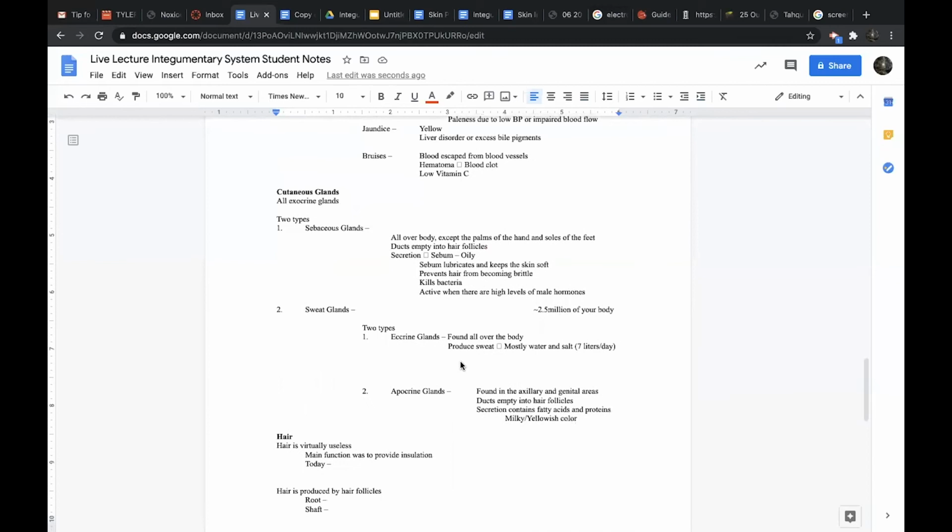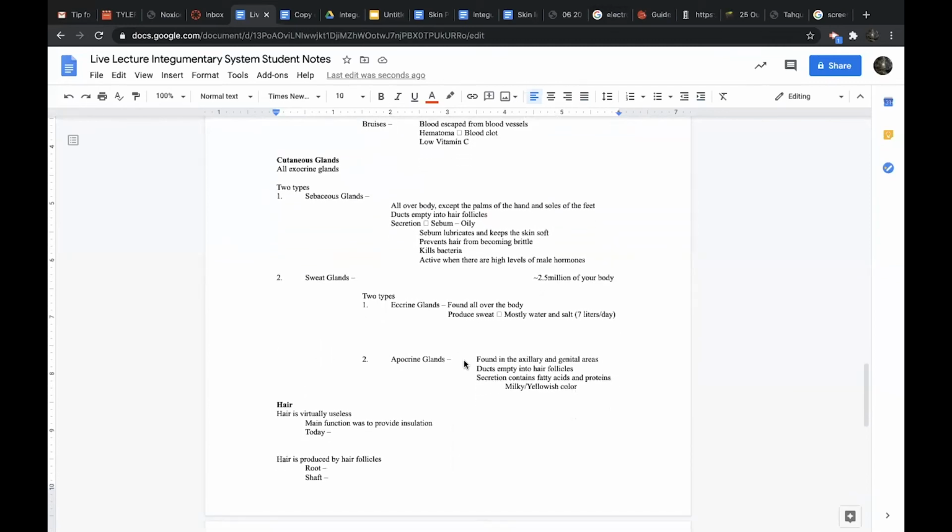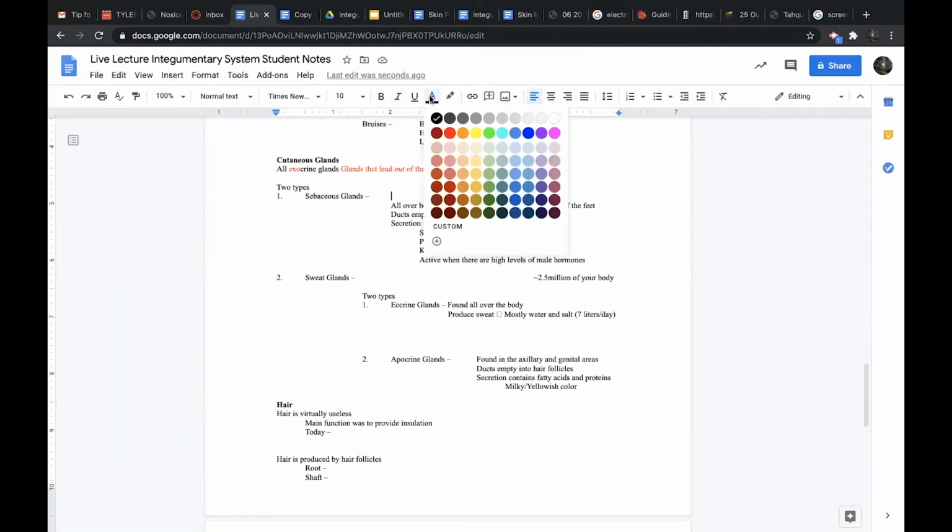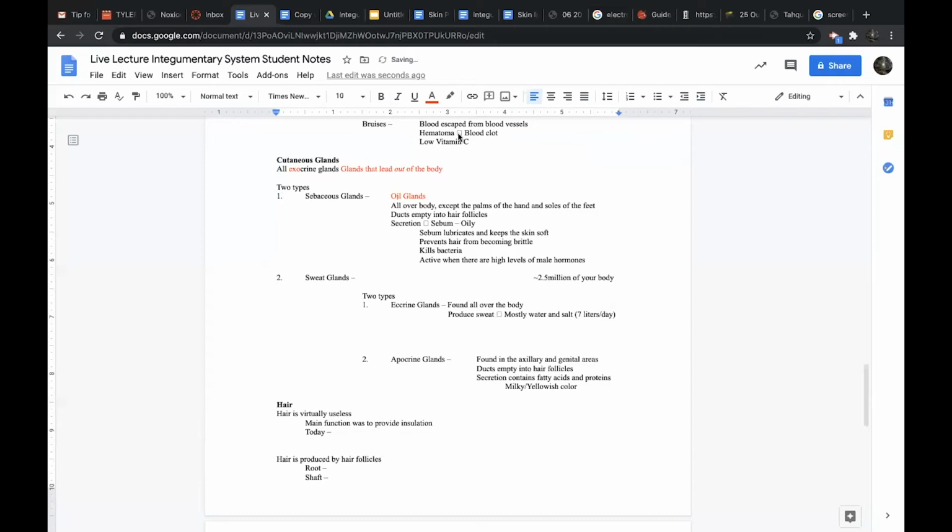Okay, cutaneous glands. These are all exocrine, so these are glands that lead out. There's two types. We have subcutaneous glands, and those would be things like oil glands. They're all over. We have them absolutely everywhere except for the palms of the hands and the soles of the feet. You don't have oil glands there. You do have sweat glands, which your hands can get sweaty, which I'm sure we've all experienced.